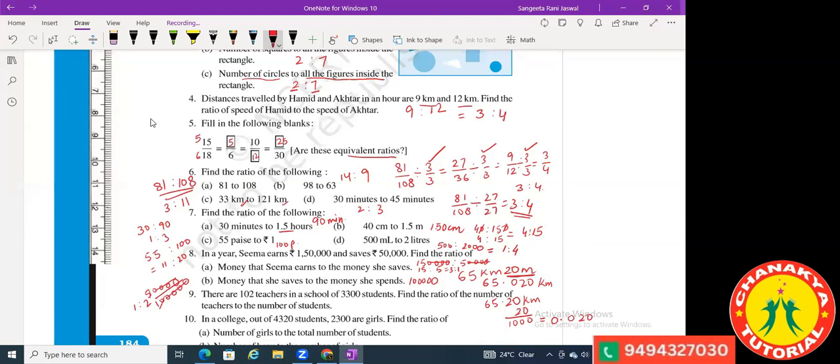Now see this next one here. Question number 9. There are 102 teachers in a school of 3,300 students. Find the ratio of the number of teachers to the number of students. Please do this. Do it yourself. Try yourself and show me.